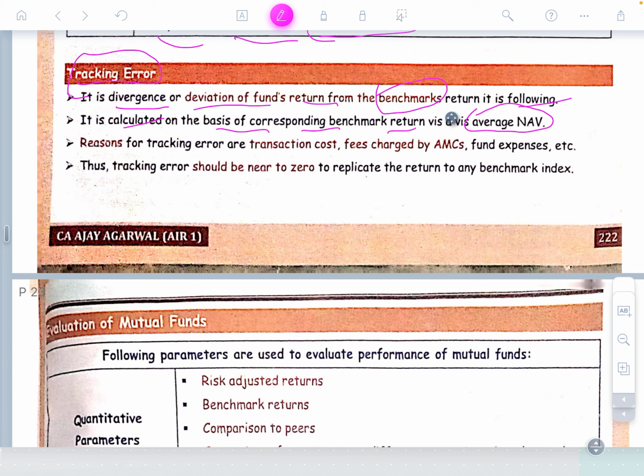So the mutual fund has a net asset value. That value should match the benchmark return value. If it deviates from this, there is a tracking error.